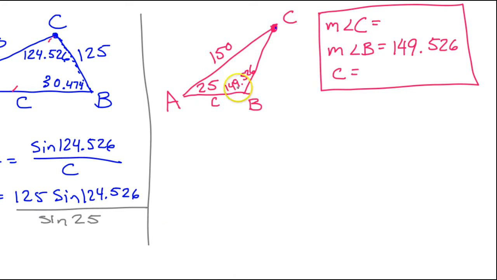Anyway, now that we have two angles, we can easily find the third by subtracting from 180. So I'm just going to do that off camera, but I'm going to take 180 minus 25 minus 149.526, and that should give me angle C. And that turns out to be 5.474 degrees.